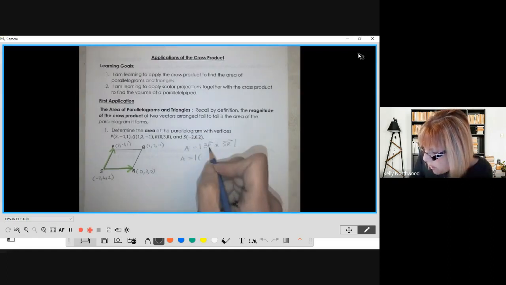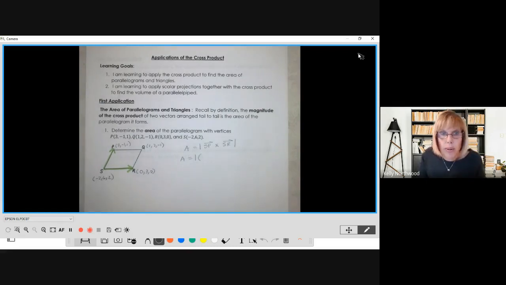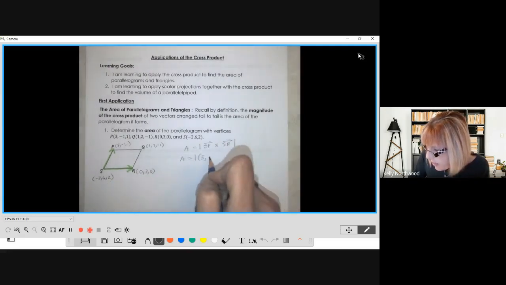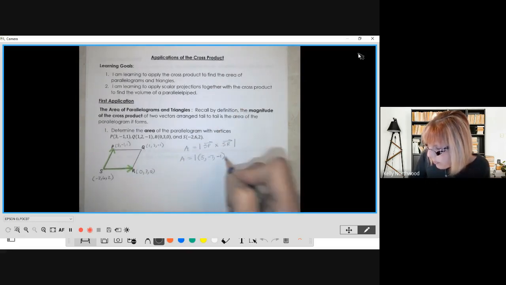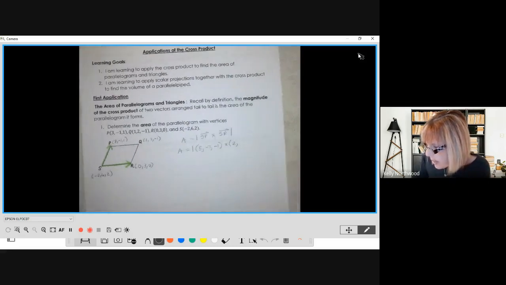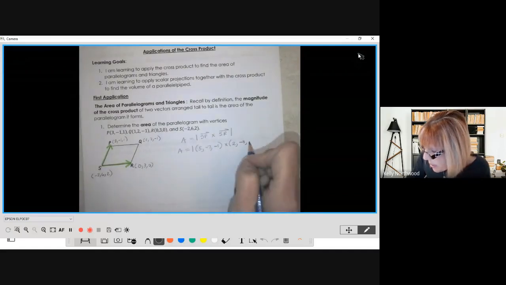But now I need what is vector SP. So vector SP is going to be P minus S. That's how you get a vector from 2 points. So 3 subtract -2 is 5. -1 subtract 6 is -7. 1 subtract 2 is -1. And I'm crossing that with vector SR, which would be R minus S. So 0 subtract -2 is 2. 3 subtract 6 is -3. And 0 subtract 2 is -2.